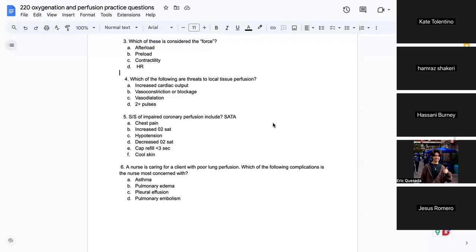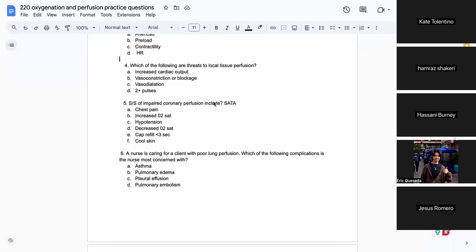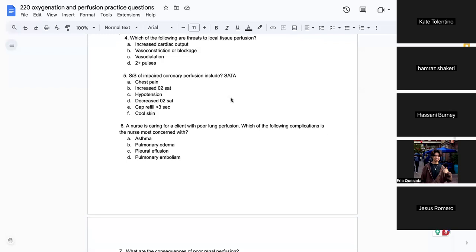Alrighty, guys. So for number three, our answer is going to be C, contractility. And we also know that to increase the contractility for a patient, we're going to be using an inotrope. So something like digoxin would help also with the force or contractility of the heart.